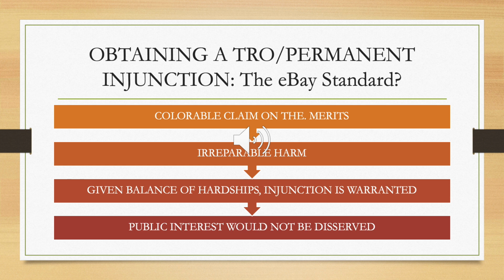Now, eBay sets out the standards slightly different and in a manner that perhaps tracks what I have on the slide. eBay says that according to well-established principles of equity, a plaintiff seeking an injunction must demonstrate that it has suffered an irreparable injury, that the remedies available at law are inadequate to compensate for that injury, that considering the balance of hardships between the plaintiff and defendant, a remedy in equity is warranted, and that the public interest would not be disturbed by a permanent injunction.